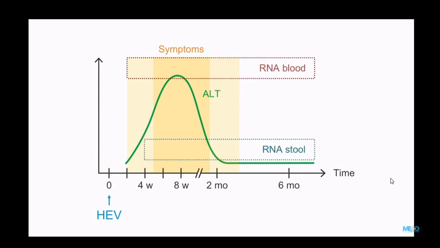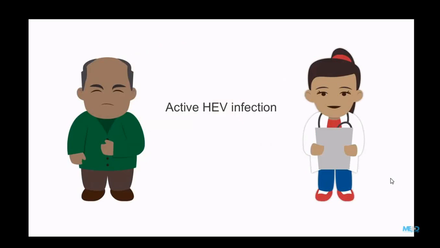His lab report shows elevated ALT levels as a sign of liver damage, but negative antibody tests. However, there is RNA detectable in his stool. Pete is suffering from an active, ongoing HEV infection.